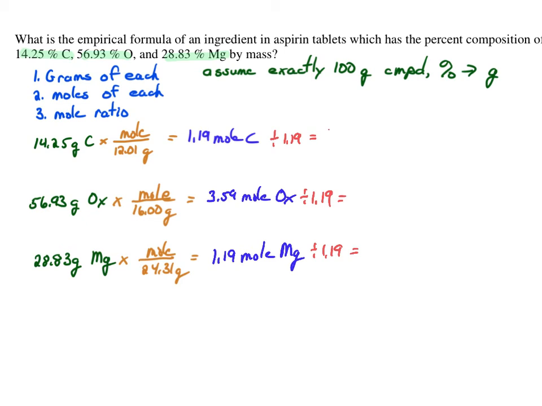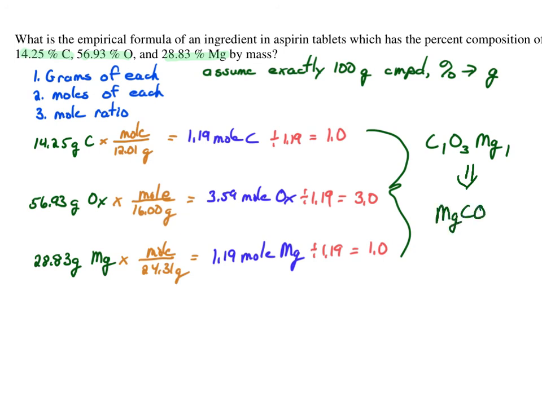That results in a 1.0 to 3.0 to 1.0 mole ratio, which means we have carbon 1, oxygen 3, magnesium 1. This is not an appropriate order to write a chemical formula. We write metals before nonmetals. So if we write the metal first, we see that our compound is magnesium carbonate.